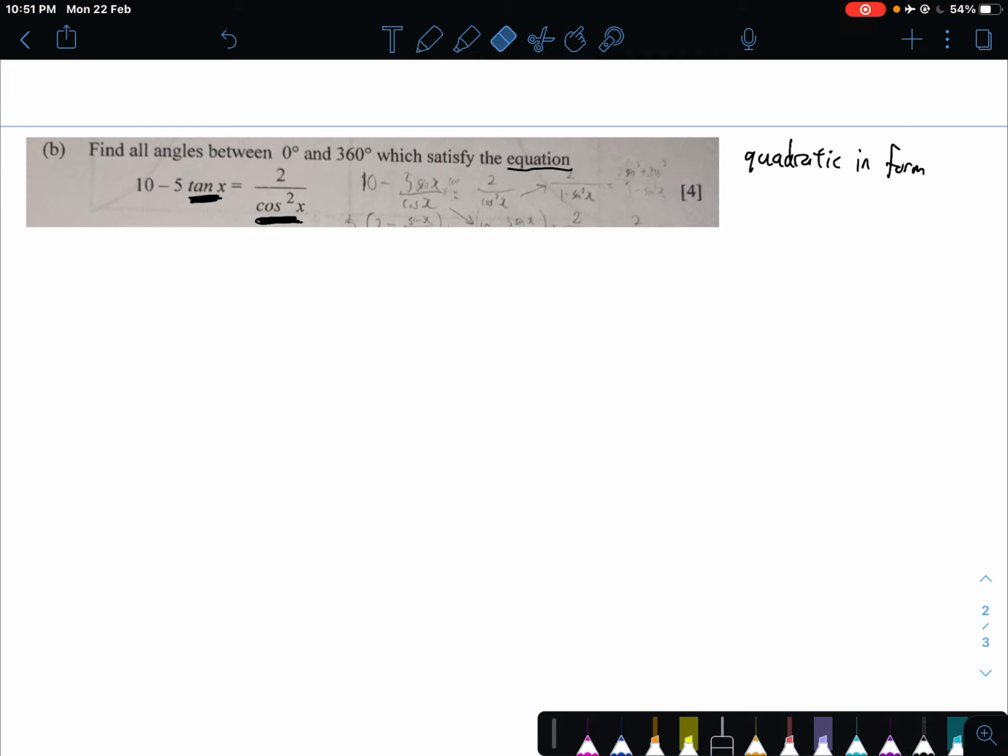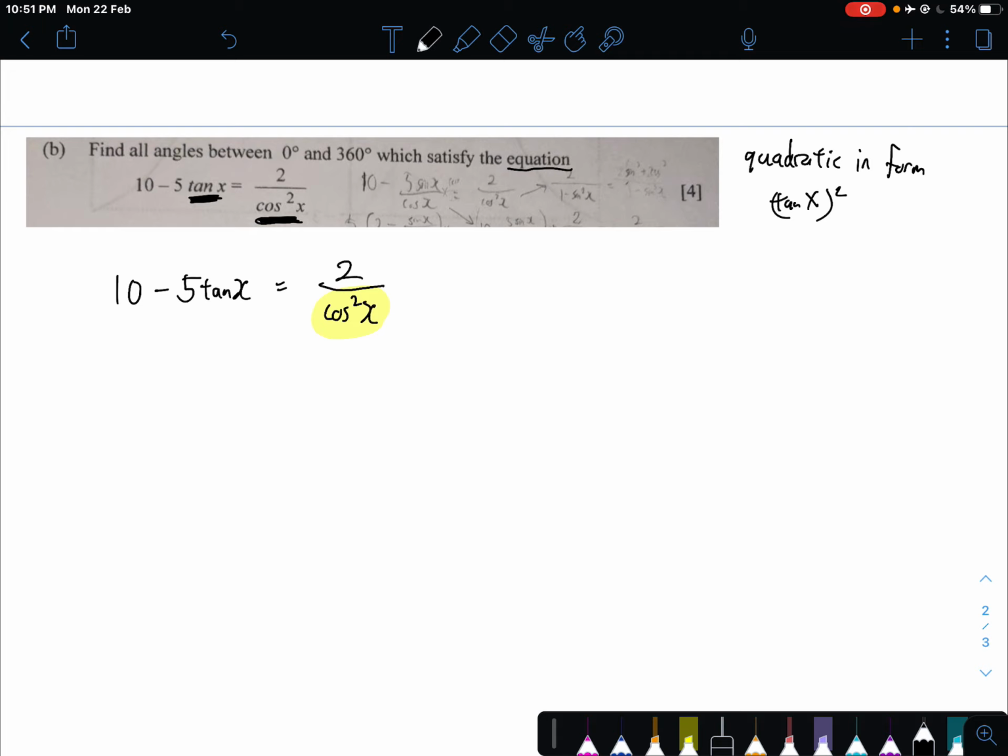Let's take a look. If I want a quadratic in terms of tangent x, it means I want everything in terms of tangent x. What do I want to keep? Definitely I want to keep my 10, and the minus 5 tangent x. But this guy, 2 over cosine square x, I don't like. I want to change that cosine square. What could I possibly do?